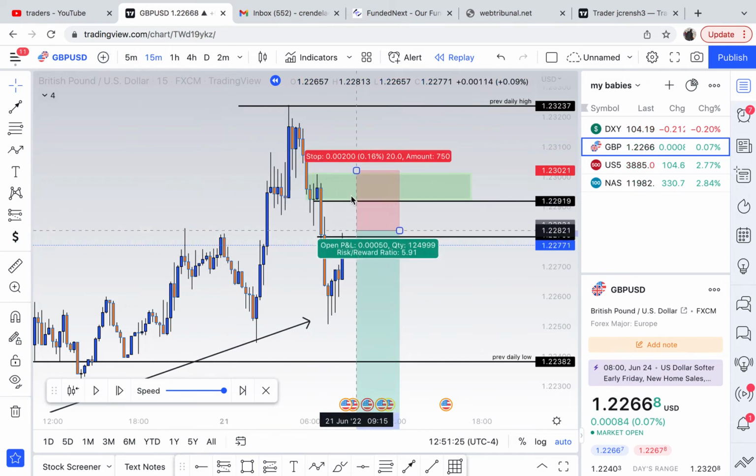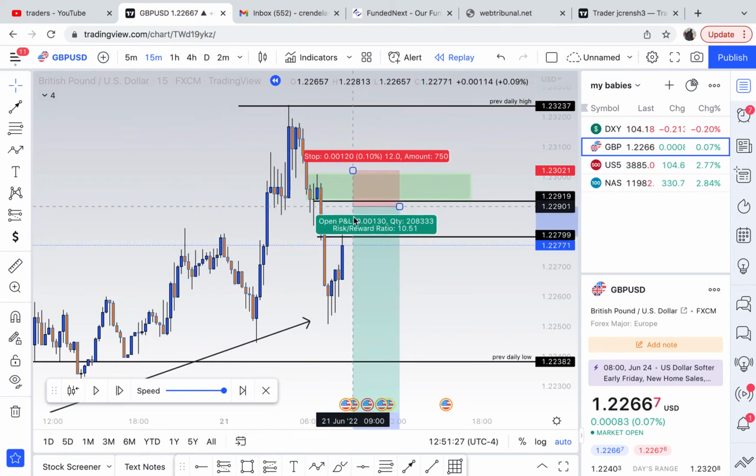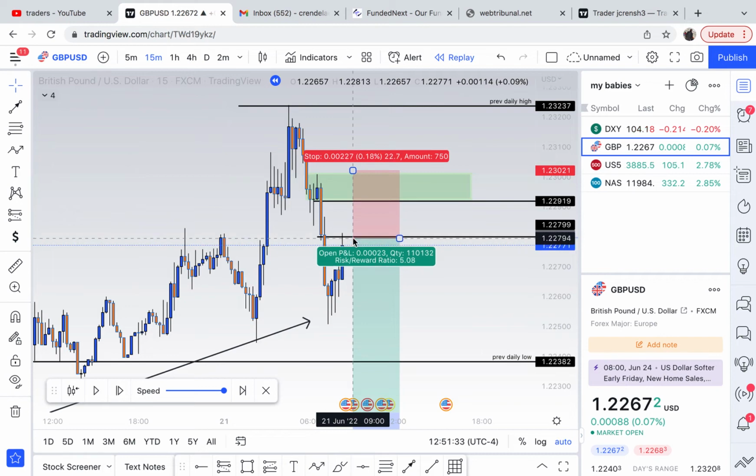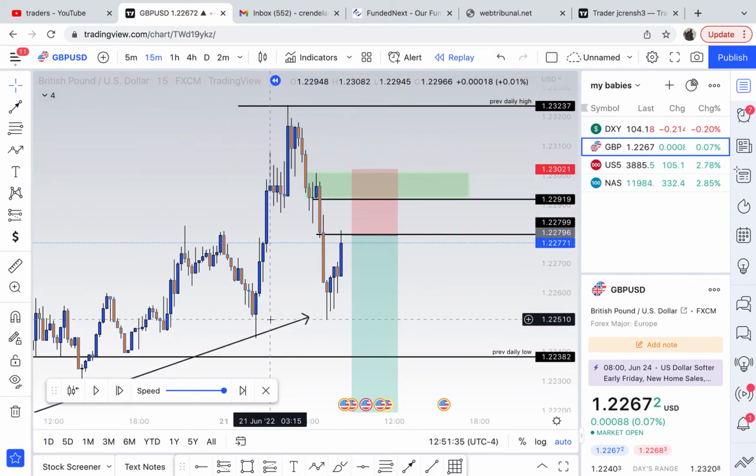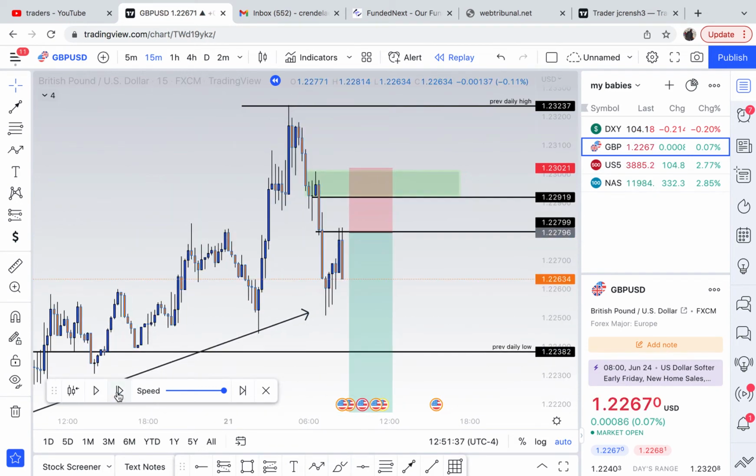I could have had a better R to R if I would have just put my whole position here instead of part of my position here and part of my position here. But this is why we backtest. This is why we journal, and this is how we get better in trading. So I'm going to go ahead and play the trade out. So we're in.